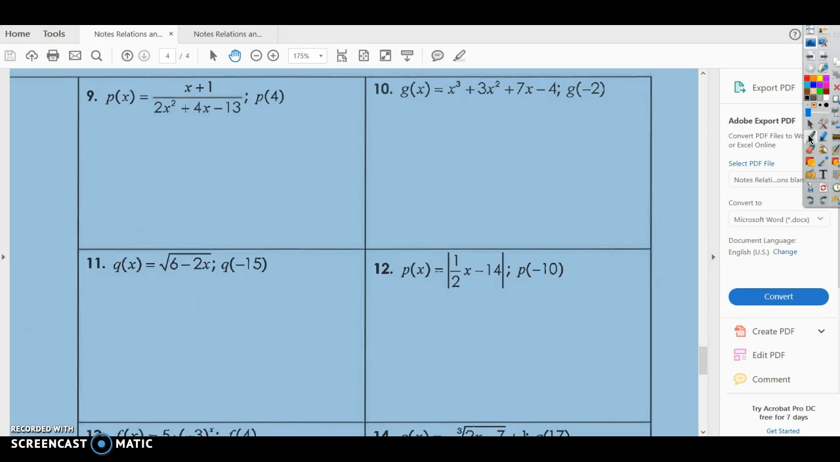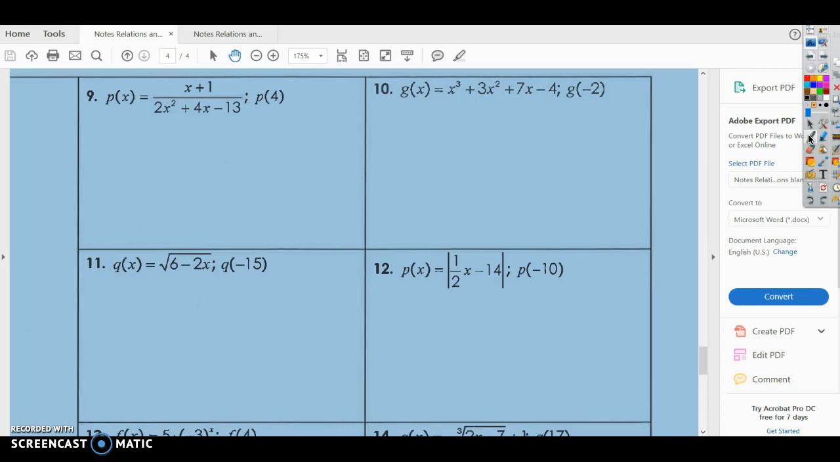So we were talking about explicit and implicit functions, and now we are solving for functions using function notation and evaluating functions. So I left off on number 8, so we're going to pick up on number 9.